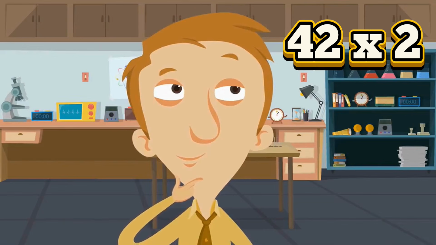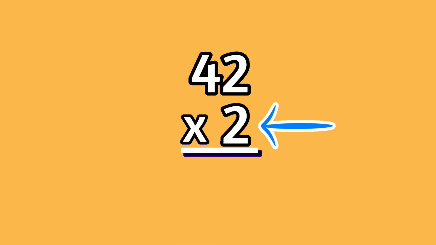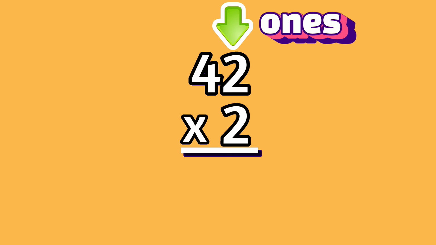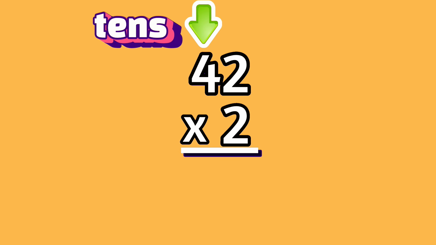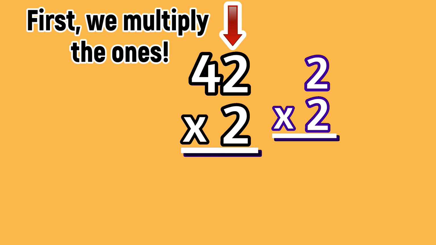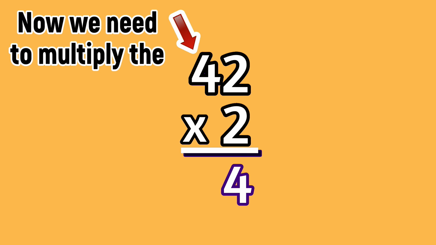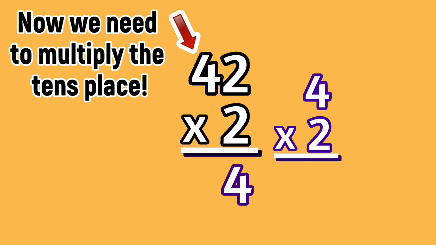Next, let's try 42 times 2. We have the 42 on the top and the 2 below it. It's lined up by place value. Both 2's are in the ones place. The number 4 is in the tens place. First, we multiply the ones, so we'll multiply 2 times 2. What is 2 times 2? Yep, 4. Yes! We put the number 4 here under the ones because we were multiplying the ones place. And now we need to multiply the tens place. We're going to multiply across. 4 times 2. What is 4 times 2?